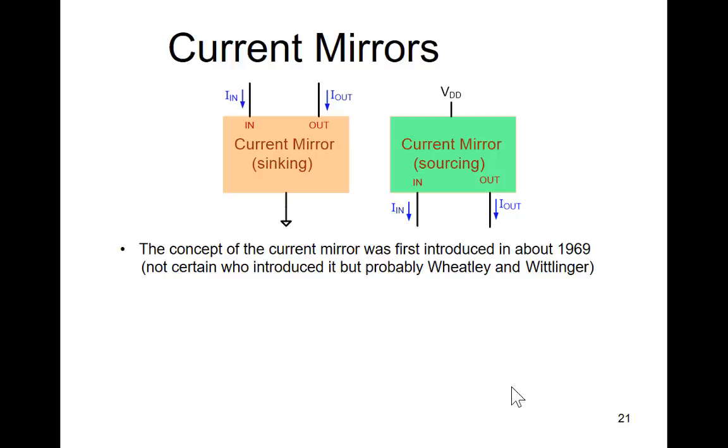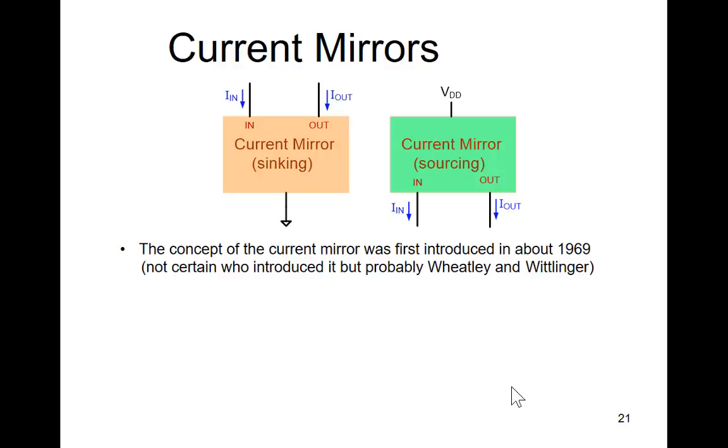Well, you go back to the first op amp, which started to appear in about '68, '67, maybe '66. And they didn't draw the current mirrors like this. And when they analyzed the circuits, they didn't even make the observation that the currents were ratioed by the W/L ratios.